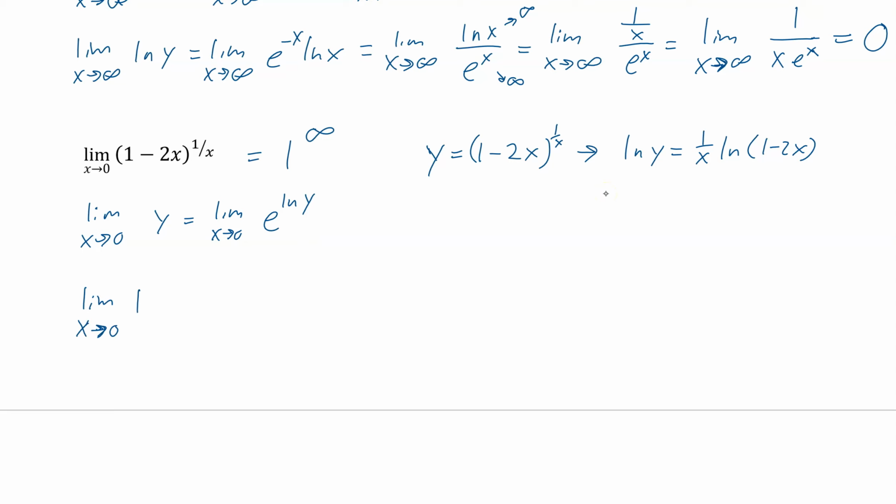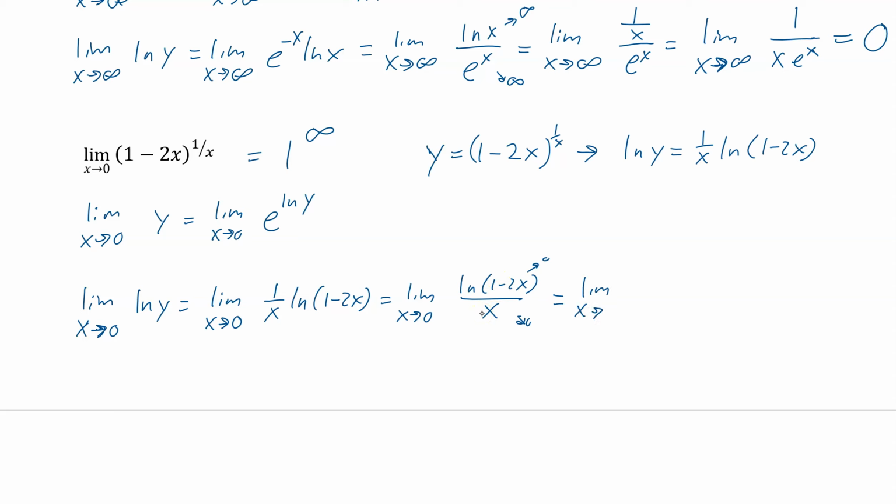All right, a limit of ln of y would be the limit as x approaches 0 of 1 over x ln of 1 minus 2x. And then we rewrite it, the limit as x approaches 0 of ln of 1 minus 2x over x. And then now you can see that if we plug that in, that would be 0. So as we approach 1, we're approaching 0, and that's 0. So we're getting 0 over 0. We can use L'Hopital's rule.